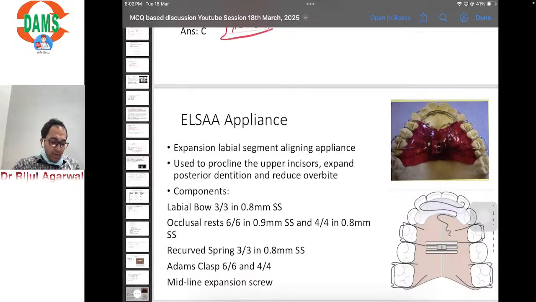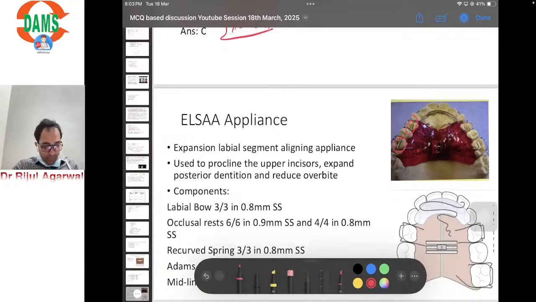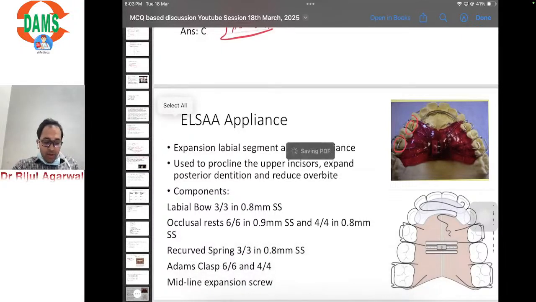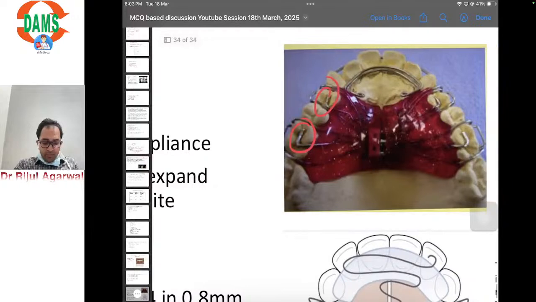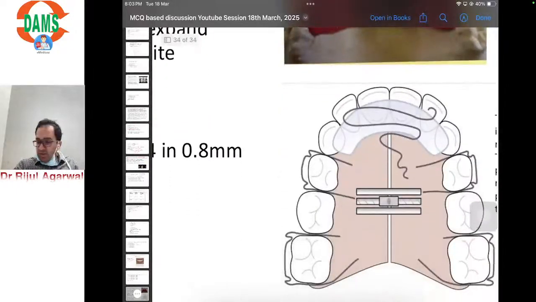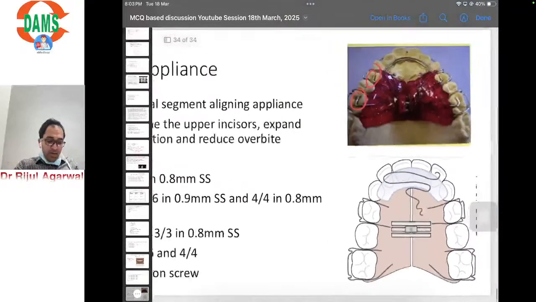Okay, so what are the components? It has a labial bow from canine to canine, occlusal rest on the premolars and the molars. This is the occlusal rest. A spring in the anterior region. Okay, Adams clasp on the premolars and molars, and a midline expansion screw. Okay, so this is the image of ELSA appliance. And I'll just zoom it and show it to you. Not used much nowadays. Just remember these images. This is the image of ELSA appliance, expansion labial segment lining appliance.